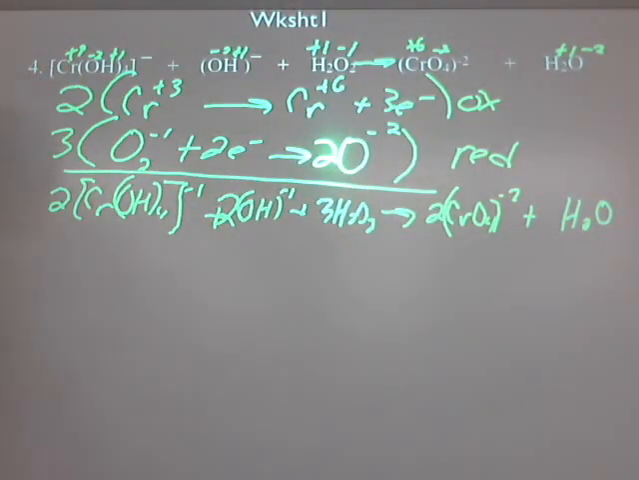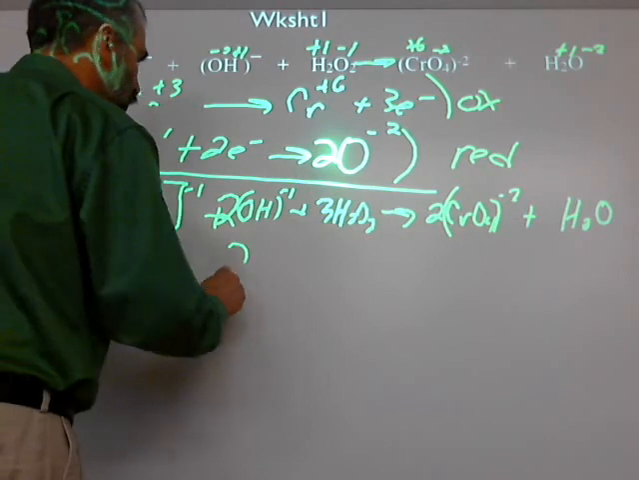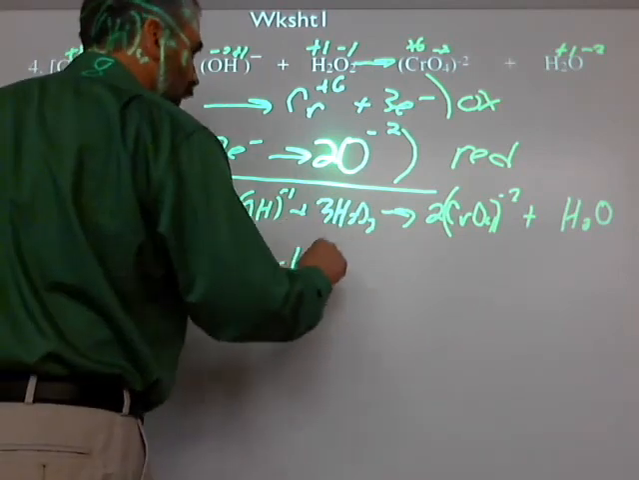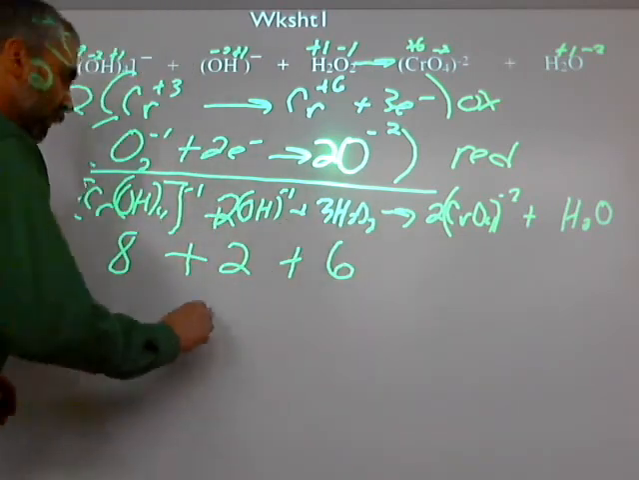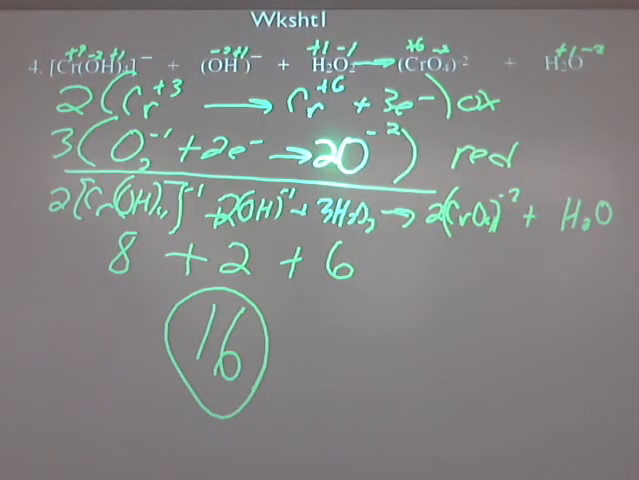It doesn't really matter which one you look at, because they'll both come out the same in the end. Let's look at the H's. 2 times 4 is 8 H's. 2 times 1 is 2 H's. 3 times 2 is 6 H's. So how many do we have here? 16 H's. What do I need in front of the water? 8.